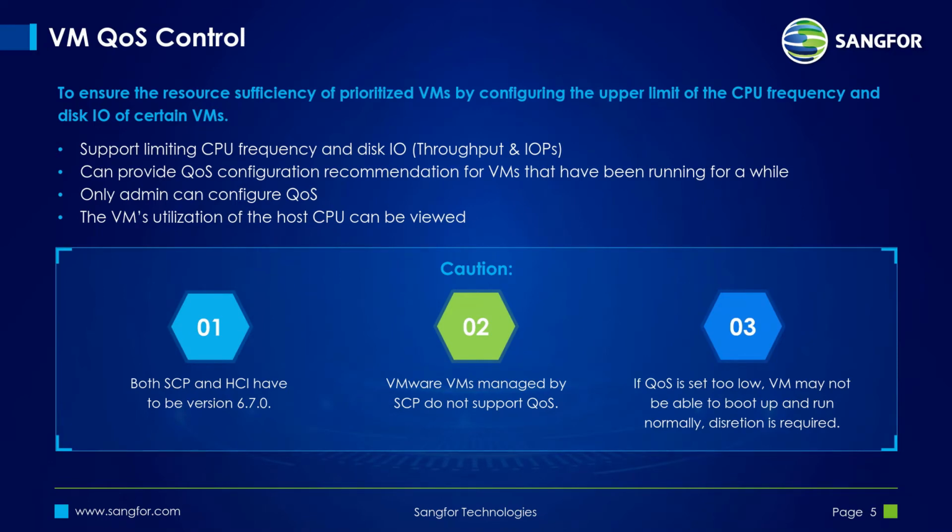The second caution is that VMware VMs managed by SCP do not support QoS, only Sangfor HCI VMs. And keep in mind that if the QoS is set too low, that VM's performance may be impacted. So you have to take that into consideration. Do not set the QoS too low. Let's say for the CPU clock speed, if you set the threshold of a certain VM to 1 gigahertz, then that VM may not be able to boot up and run. So discretion is required when you configure the QoS.